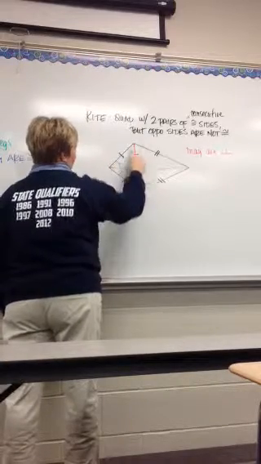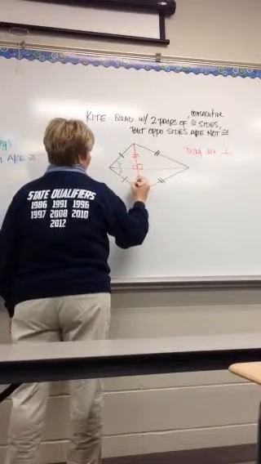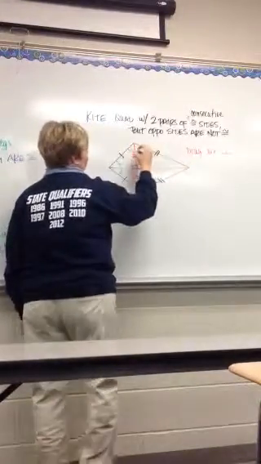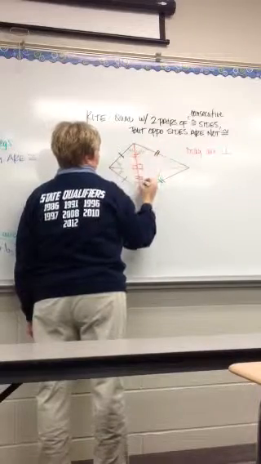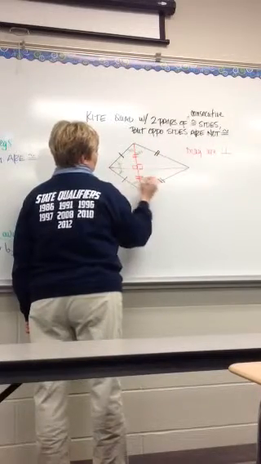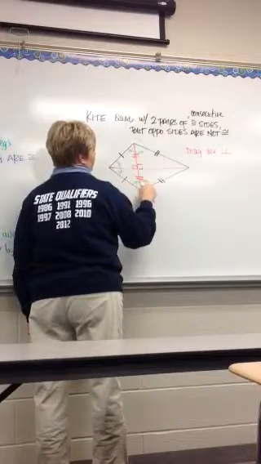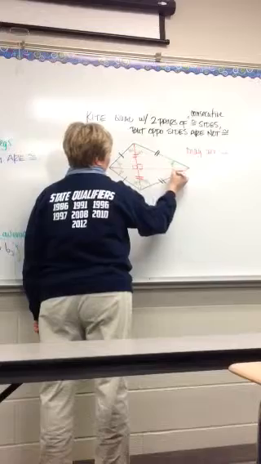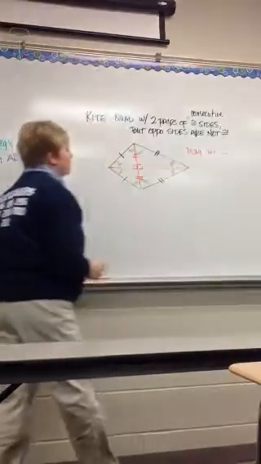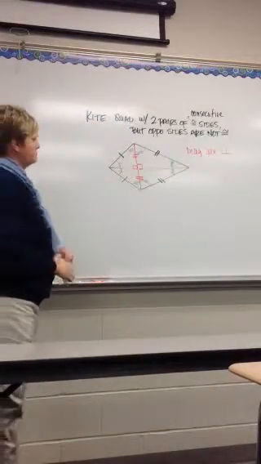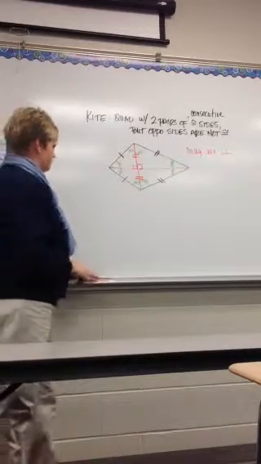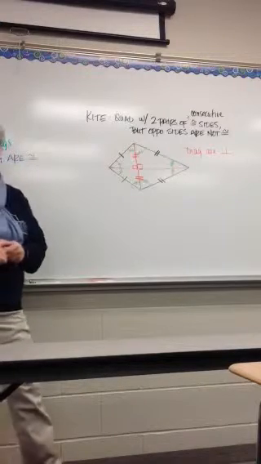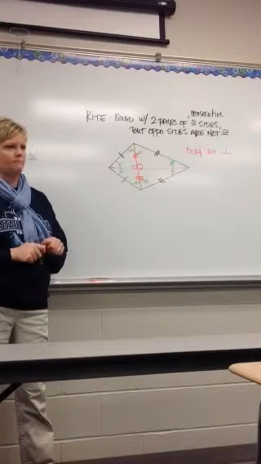How about these two angles? These are going to be congruent. Do the same thing for the other side. These two angles would be congruent. Let's see. 3. And then those would be congruent as well. Questions? Okay.